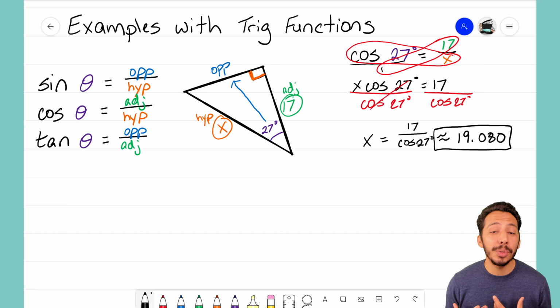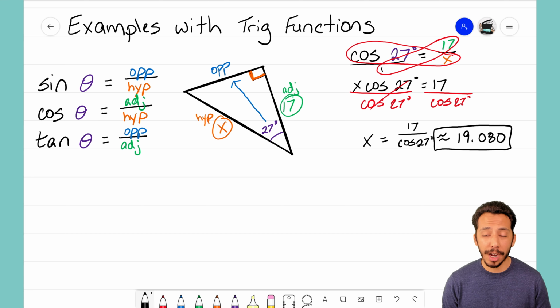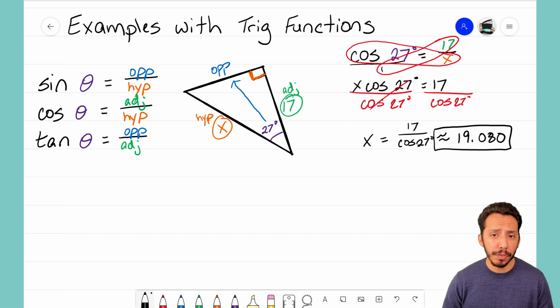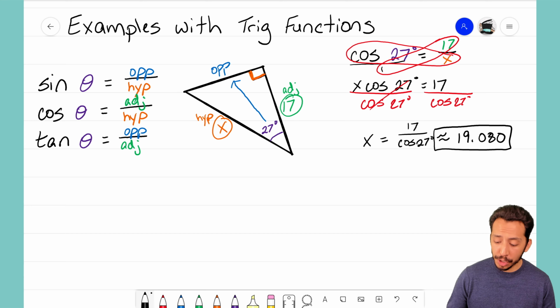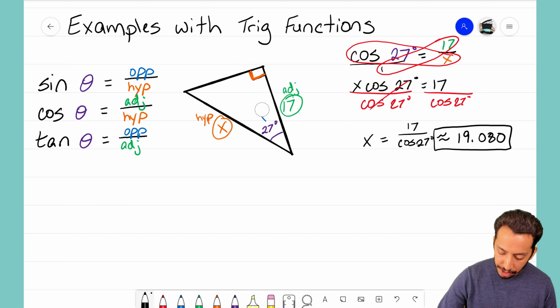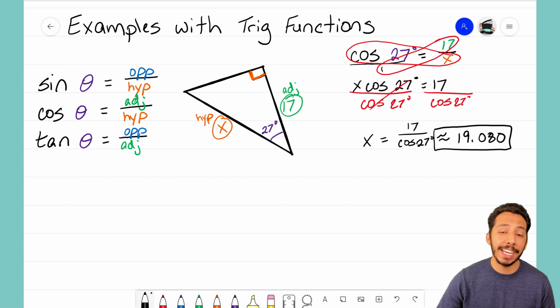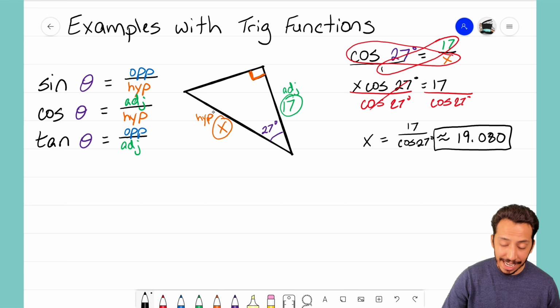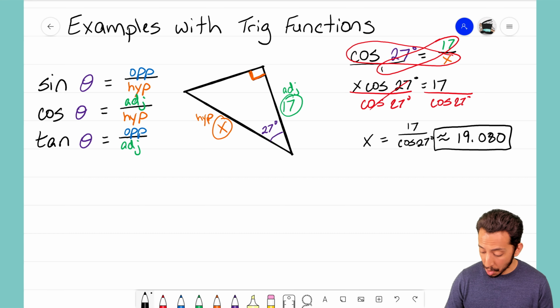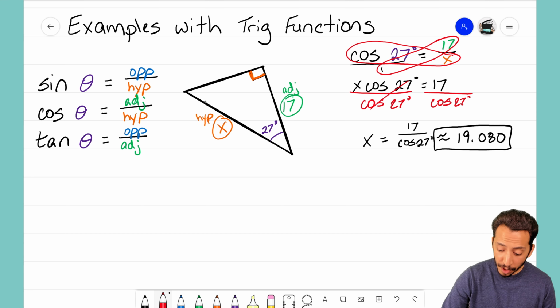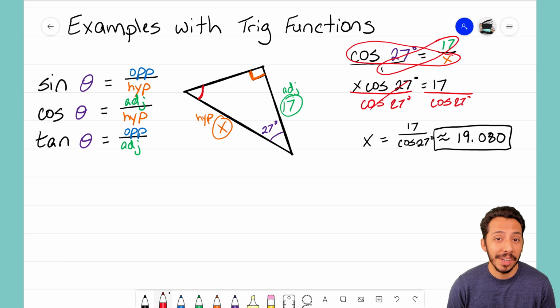Now before this video ends, I do want to show you one other way that you could have solved for x. Because whenever you have a right triangle and you're using a trig function to solve for an unknown side, you actually always have two different ways of solving it. And to show you that, I need to explain that we had 27 degrees as our reference angle. Now, when we used 27 degrees, we had the adjacent side and we had the hypotenuse. But we could have also used this other angle here that's unknown at the moment. We could have also used that as our reference angle.